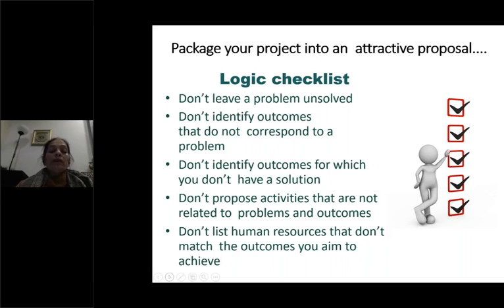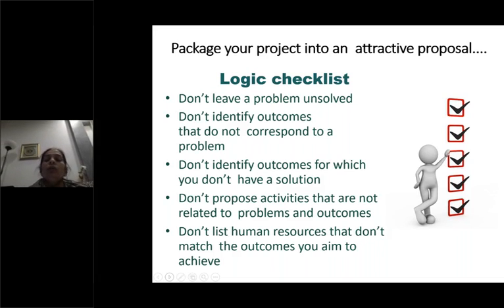And then don't identify outcomes for which you don't have a solution. That is the most important thing. You do not say, this is the problem, this is the problem. You identify 10 problems, and when you are writing a proposal, you are just giving a solution to one. There you are caught. You have identified so many problems, so just be silent on that. You don't need to pinpoint each and every problem. You just focus on the problem for which you are proposing the solution, right?